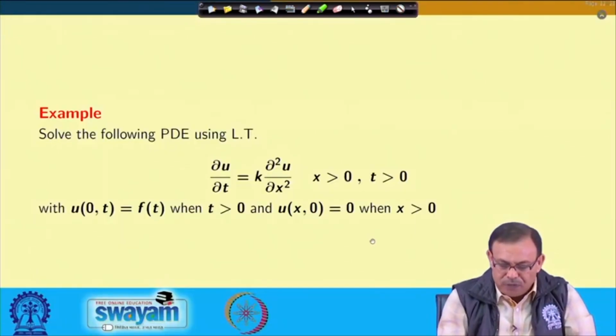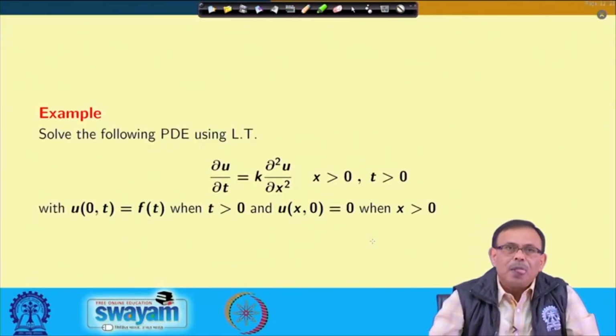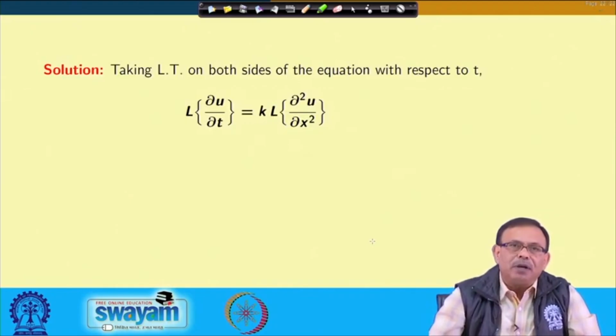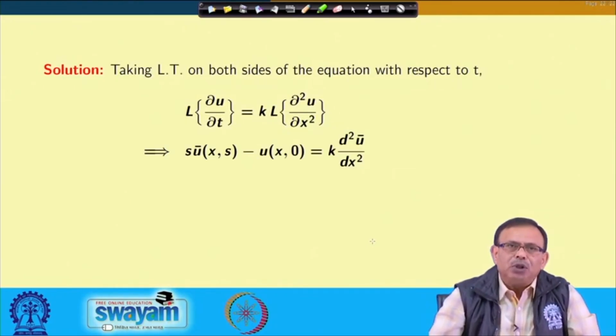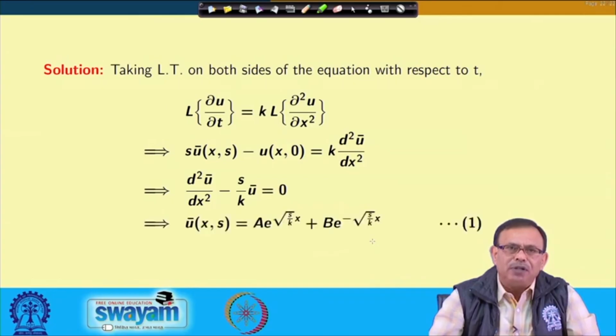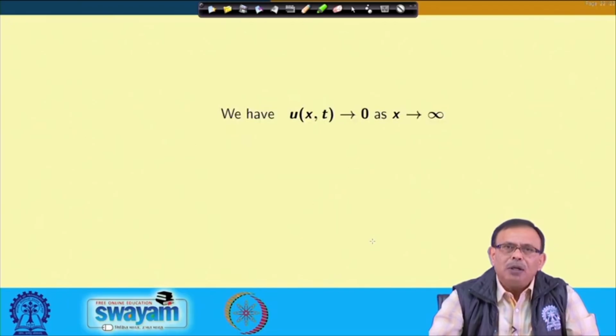Let us see quickly for this particular problem. Taking the Laplace transform on both sides of the given equation, you get this. The Laplace transform of del u del t is s u bar(x,s) minus u(x,0) equals this. Your u(x,0) is 0, and you will get this ordinary differential equation. The solution you can obtain very easily by equation 1, where a and b are constants. We have to find out the values of these two constants.